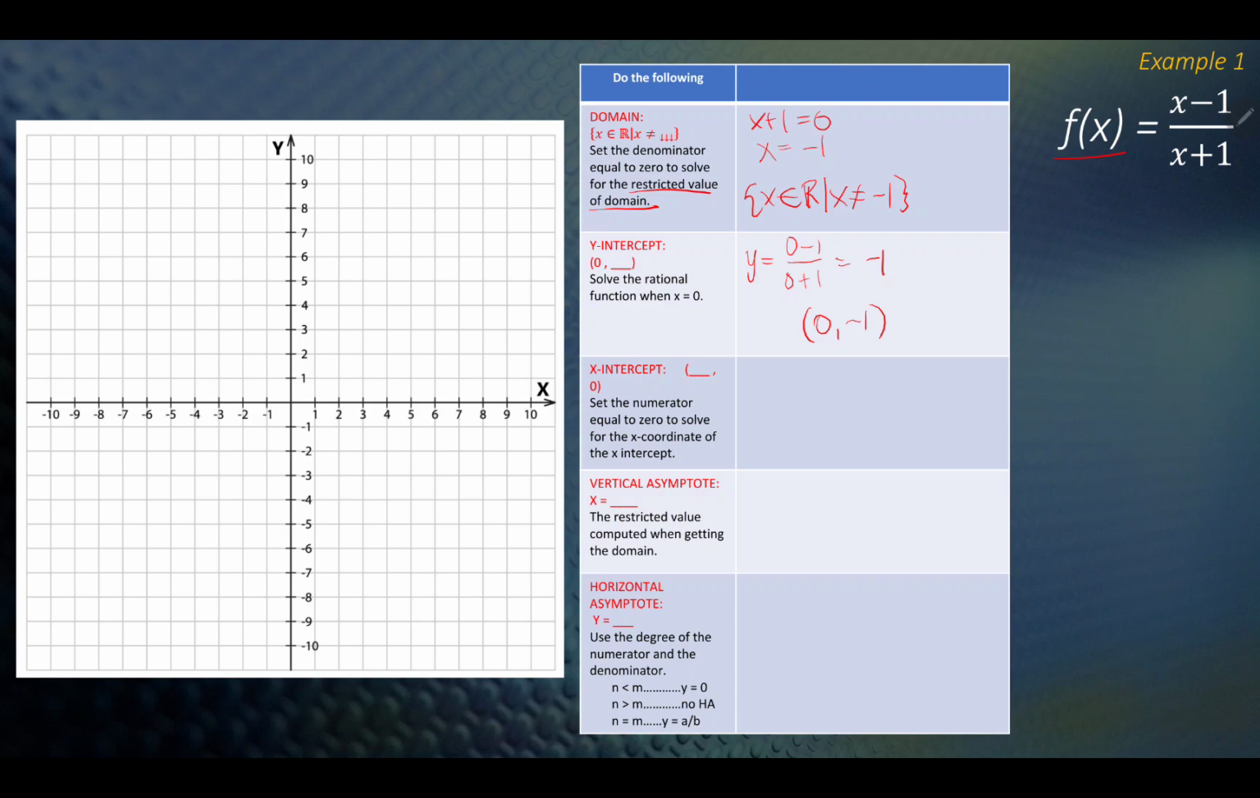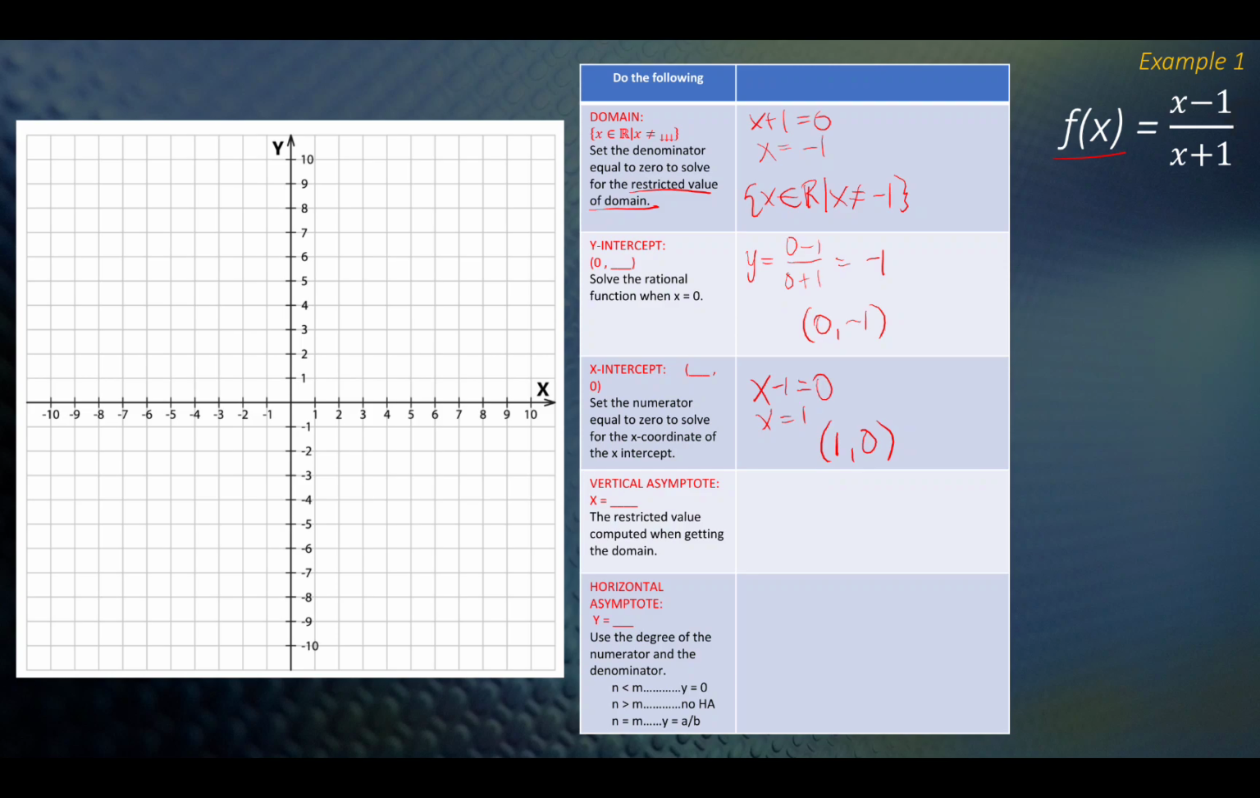For the x-intercept, we have to set the numerator equal to 0. So we have x - 1 = 0, so x equals positive 1. The computed value of x is 1 and the substituted value for y is 0. That's our x-intercept.